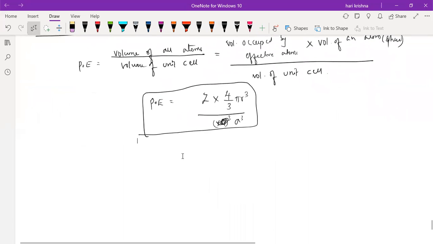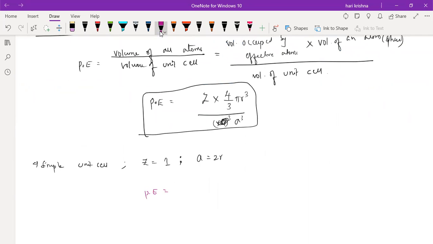Now, if you take simple unit cell, what is the Z value? 1. What is the A value? 2r. Substitute the value here. Packing efficiency is equal to 1 into 4 by 3 pi r cube by, A is equal to 2r, 2r whole cube. That means this r cube and this r cube will cancel each other. We'll get 4 by 3 into 8 into pi. Yes or no? That means pi by 6.